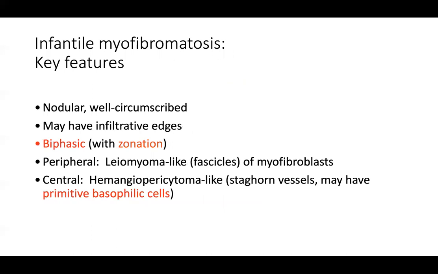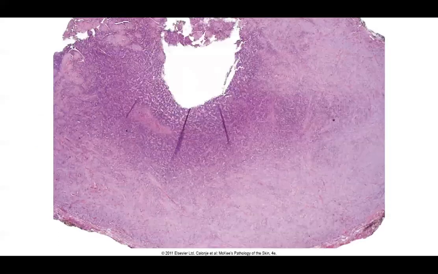Key features include a nodularity that's well circumscribed. You may have infiltrative edges. You can see a biphasic proliferation with so-called zonation effect. Peripherally, you'll see leiomyoma-like fascicles of myofibroblasts, whereas centrally, you'll see a hemangiopericytoma-like pattern with staghorn vessels, and that may have the more primitive basophilic cells.